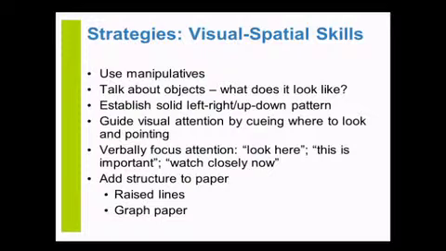Manipulatives, hands-on, things that they can use. Talk about objects. What does it look like? Let's think about this. Let's accompany, and this is where Carmen talked about pairing the verbal and the visual as much as we can, bringing things together, spending more time to suss it out. Establishing a solid left, right, up, down pattern. So what is left and right? What is up and down? What does that mean? Assumptions that we make, and I'm going to show you a couple of things after this that help to do that.